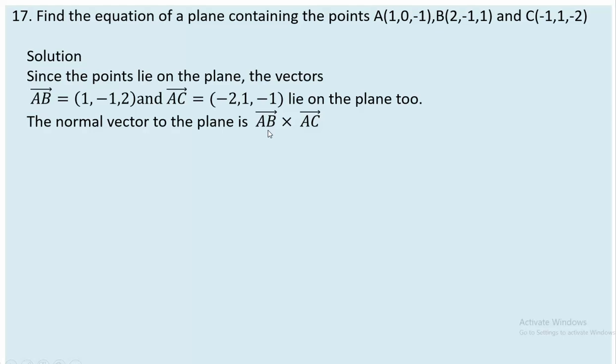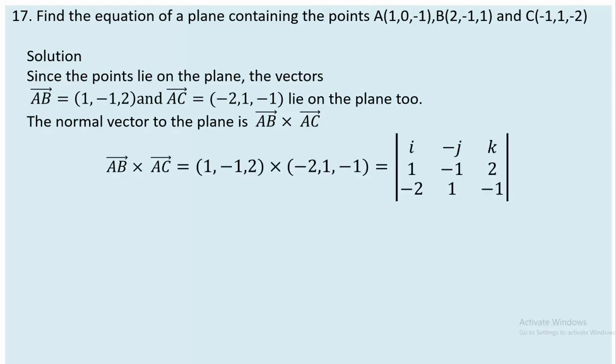So what we need to do is look for the normal vector of these two vectors, because this is supposed to be normal not only to the vectors but also to the plane. So we can consider the output of this result as A, B, C because it's going to be normal to the plane. So let's calculate the cross product of AB and AC. AB cross AC is going to be like this: 1, minus 1, 2 crossed with minus 2, 1, minus 1. As usual, you have to label i, minus j, k here.